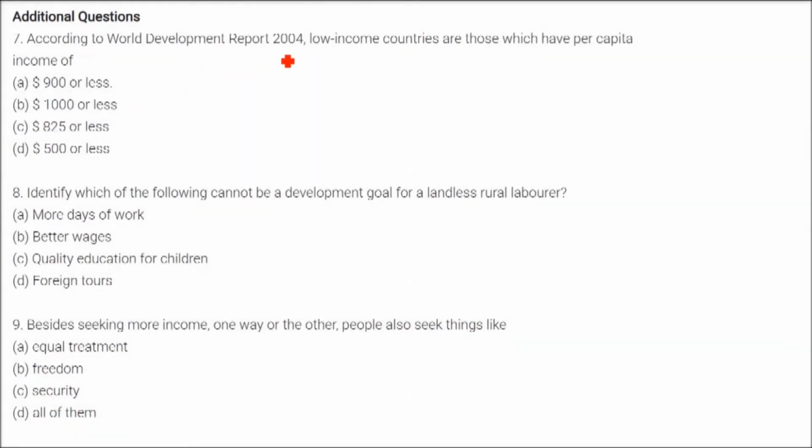According to World Development Report 2004, the low-income countries are those which have per capita income of $825 or less. This has changed in 2011. Identify which of the following cannot be a development goal for a landless rural laborer. The answer is, he doesn't want foreign tours. He just wants land, good labor, good wages.